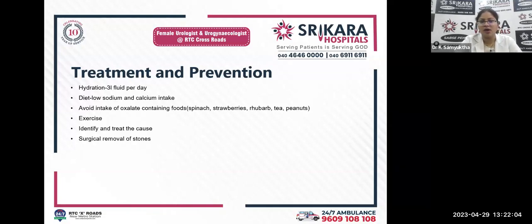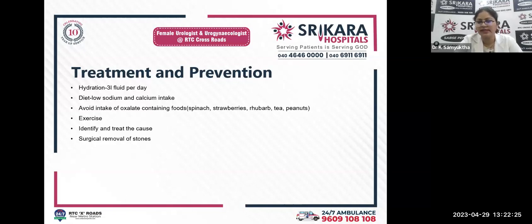Okay. So avoid intake of oxalate-containing food. This is not for everyone. This is only for people who form stones recurrently. For them, we ask them to reduce the amount of oxalate-containing food like tomato or spinach or strawberries or rhubarb, teas, peanuts, chocolates, dark chocolate and all that.